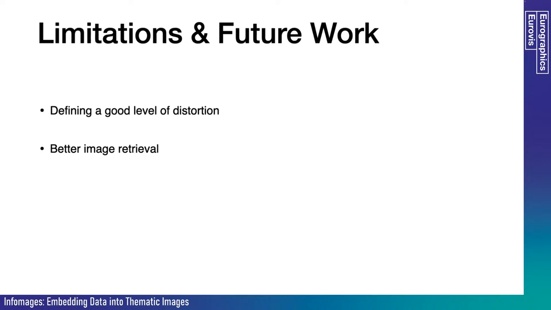The next is to develop a better image retrieval, as that is something the users complained about. They also stated that our segmentation and alignment methods could be more accurate, so that is something else that can be improved in the future. And finally, we hope to extend our embedding methods to a fully automatic approach.